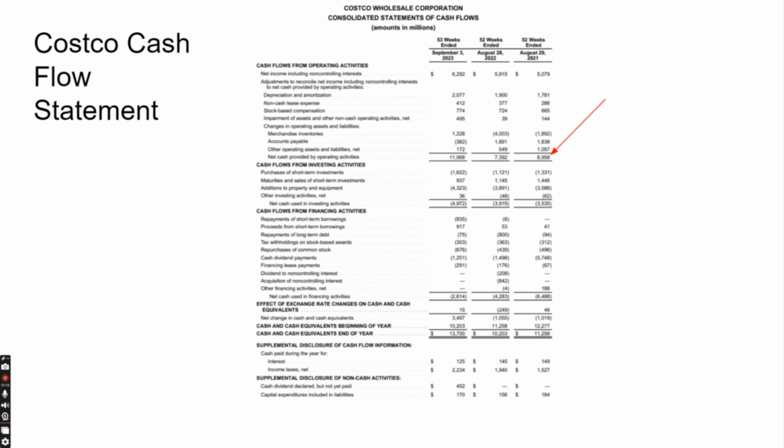As you can see, in 2021, Costco roughly has $9 billion. And in 2023, Costco has a substantial amount more, $11 billion. This shows that they have strong operational efficiency. Now, that's not the only growth that you can look at. As you can see here, towards the end of the statement, in cash and cash equivalents end of year, Costco in 2021 had $11.25 billion, and in 2023 they had $13.7 billion.